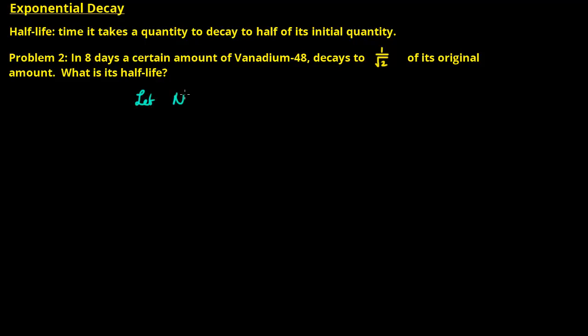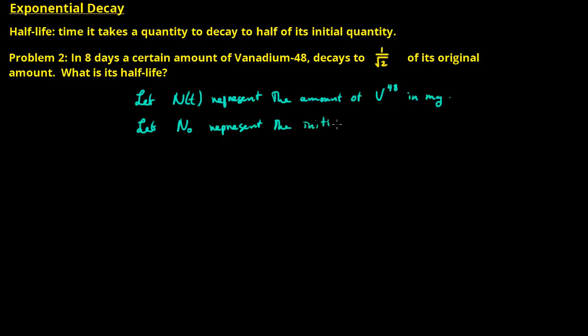Let's let n of t represent the amount of vanadium-48, which can just be V superscript 48, and let's just say it's in milligrams. Let's let n sub 0 represent the initial amount of vanadium-48, and this has to be in milligrams as well.